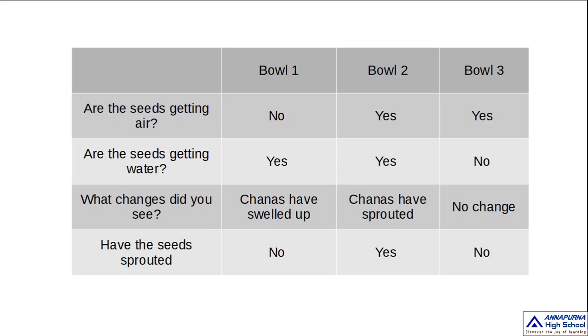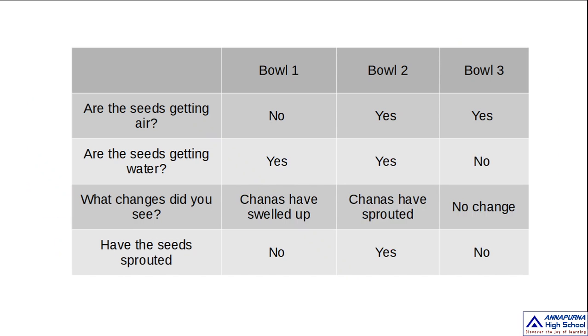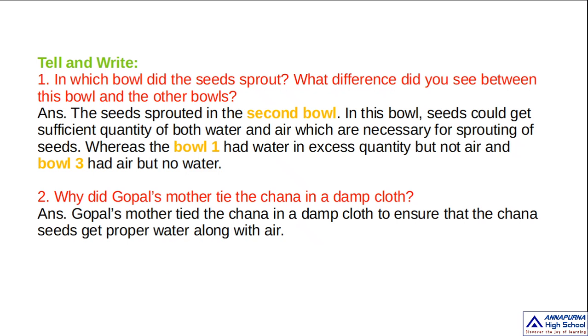Next, have the seeds sprouted? See here, in the first bowl the seeds are not sprouted. In the second bowl the seeds are sprouted. What about the third bowl? Here the seeds are not sprouted. So here you have to write the answer: first bowl, no; second bowl, yes, sprouted; third bowl, no sprouting. Next, on the same page, tell and write.